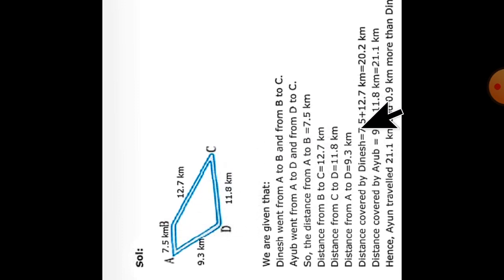So 7.5 plus 12.7 km equal to 20.2 km. And distance covered by Ayush is 9.3 plus 11.8, so equal to 21.1 km. So out of this, who travelled more? Ayush. So Ayush travelled 21.1 km and 0.9 km more than Dinesh. When you subtract these two, you will get 0.9 km. So he travelled 0.9 km more than Dinesh.